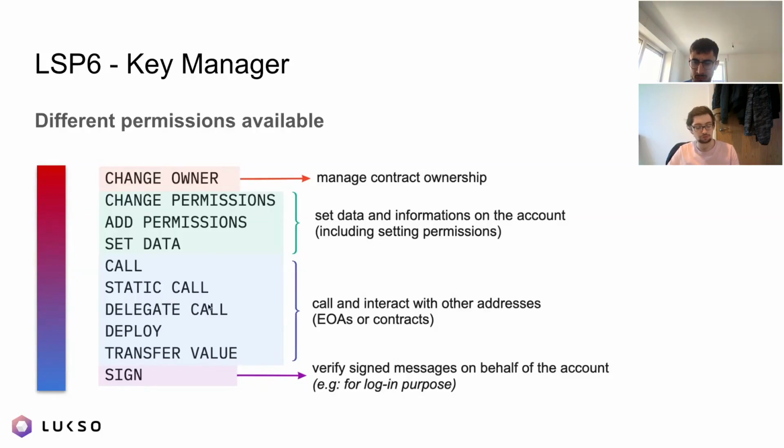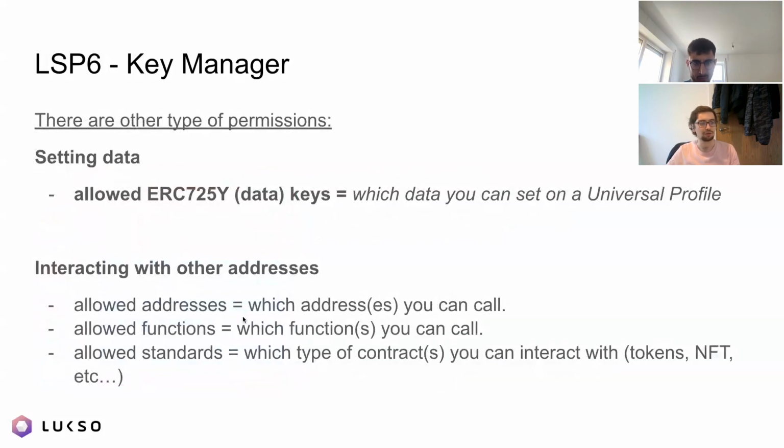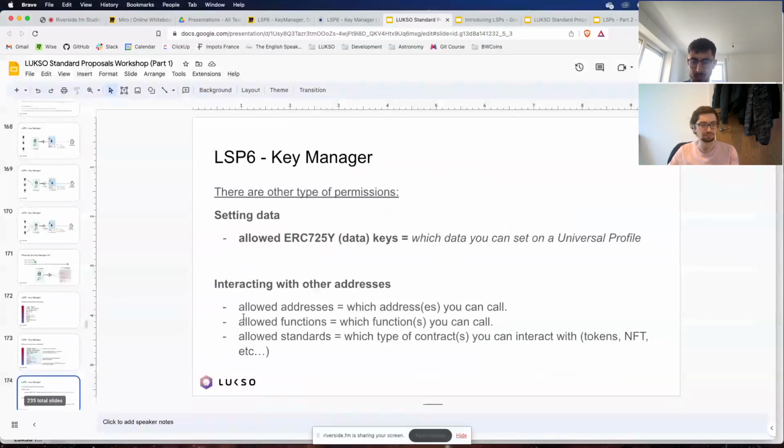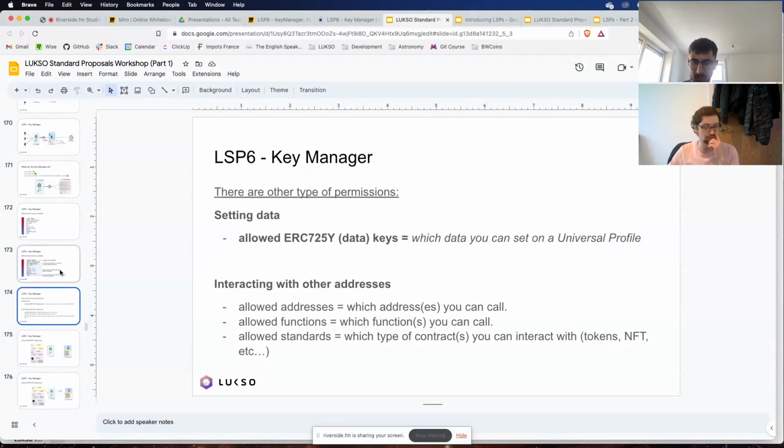So our LUKSO LSP0 contract has different types of operation when it does an external call. It can do a regular standard call, static call, as we all know it, just a read-only call, delegate call, deploy, and transfer value just for doing native token transfers. And sign is more something to be used for logging in. If an address tries to use your account to log onto a DApp, it will check this permission before logging in. So I think probably it's best to jump straight to the code because then it's more fine-grained.